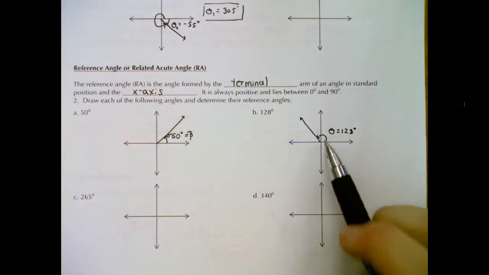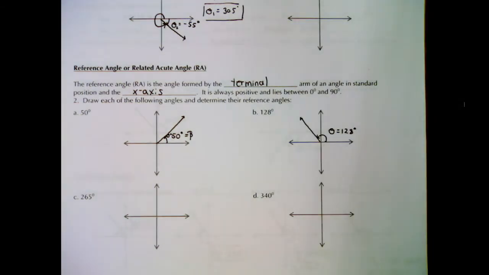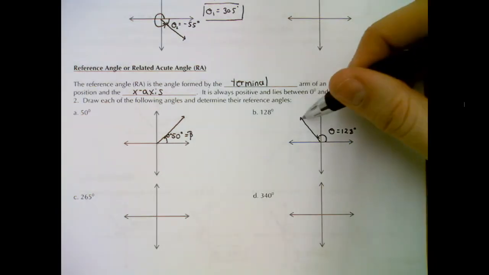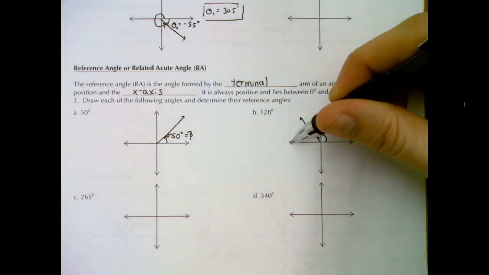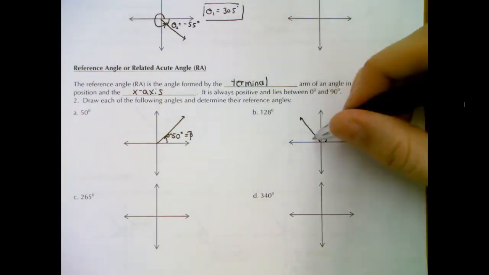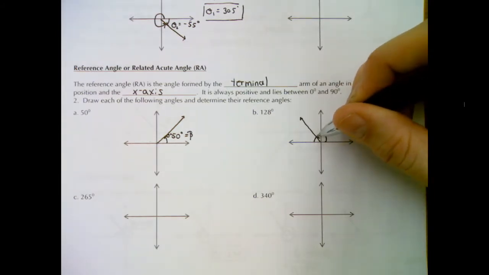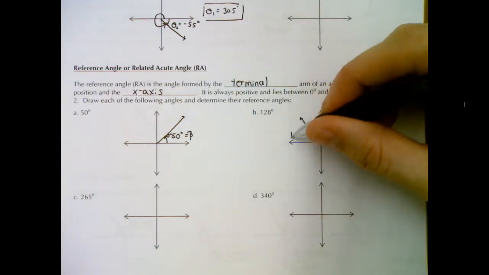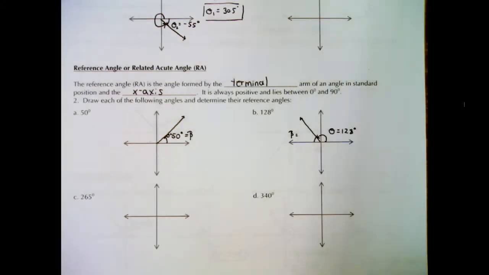So how would I find my related acute angle? Or where is the related acute angle? Well, it's between the terminal arm and the x-axis. Here's my x-axis, here's my terminal arm. The reference angle is right there. So that's beta. Question is, what is it?